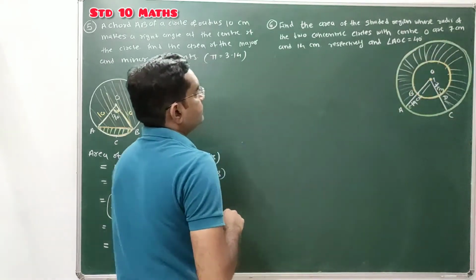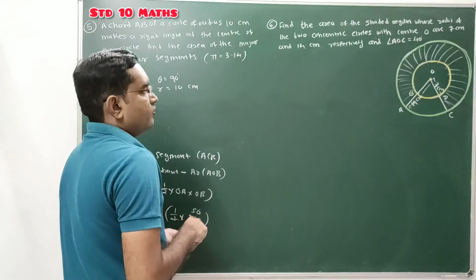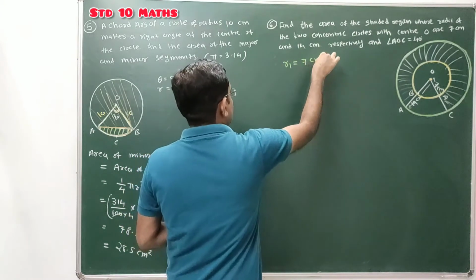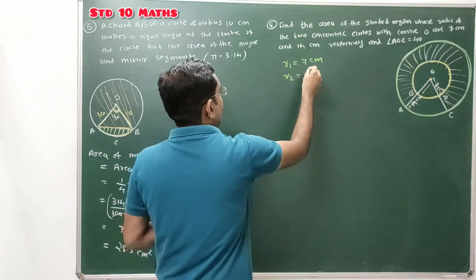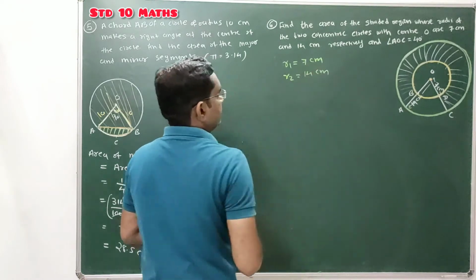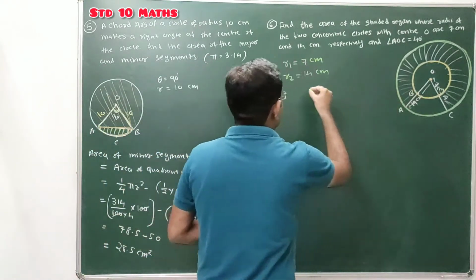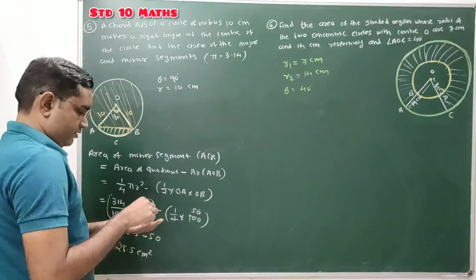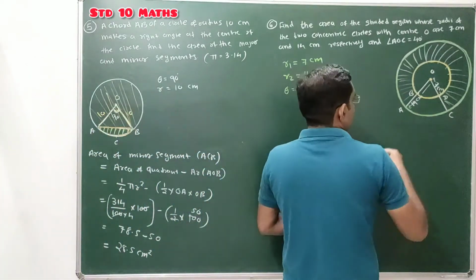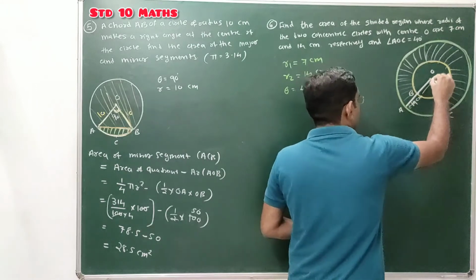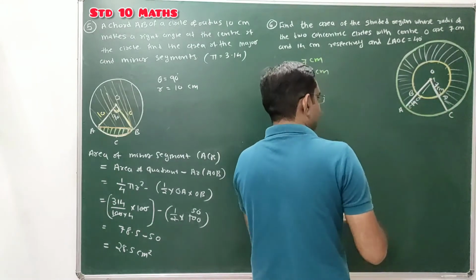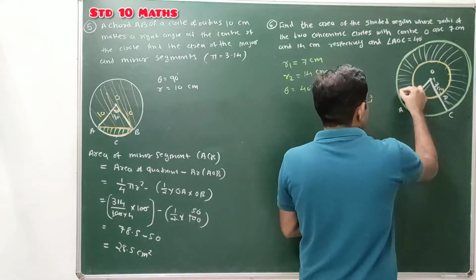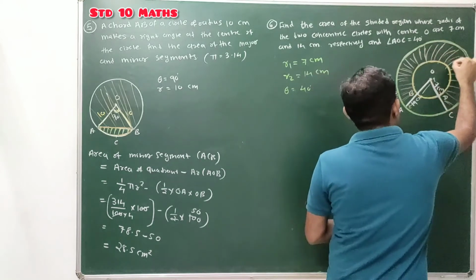So in these concentric circles, the radius of the inner circle R1 is 7 centimeter and the radius of the outer circle R2 is 14 centimeter, and the central angle theta is given as 40 degree. So here you have to find the area of the shaded region. The shaded region is this one.